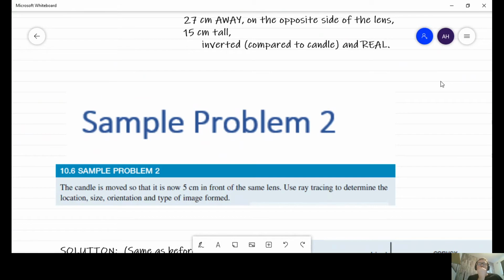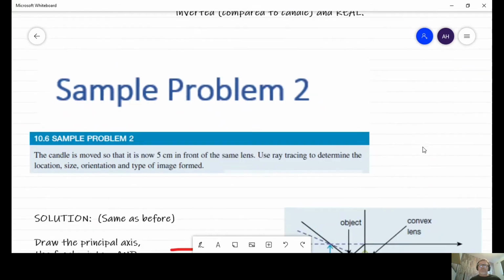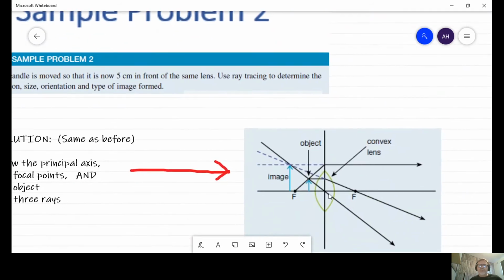Now this is different. Before, we were further away in front of the lens. But if you put it too close in front of the lens, it's different this time because I could actually be forming a virtual image. It's the same lens, there's my little convex lens. Okay, now there's my object in front of the lens.